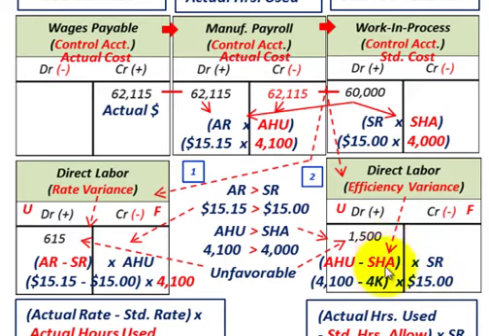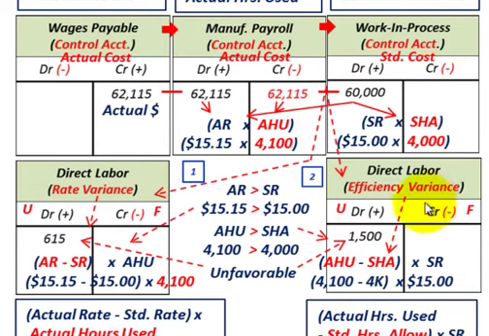So that gives us 100 hours times $15, which is $1,500 in direct labor efficiency variance. And just remember, again, we're debiting it, and that's going to be unfavorable because your actual hours used, 4,100 hours, is greater than your standard hours allowed at 4,000 hours. So that's where it's coming up unfavorable again.